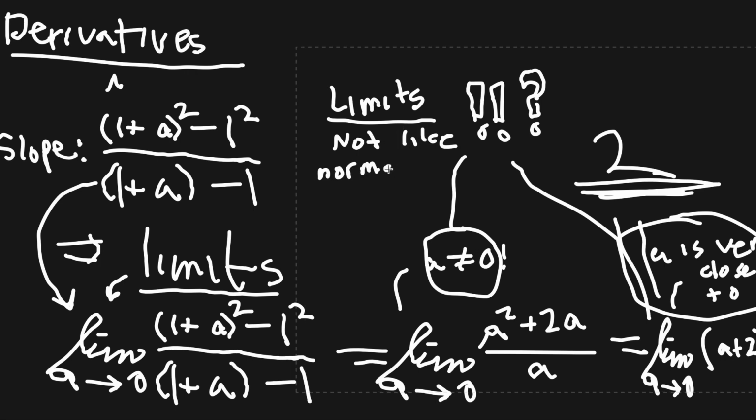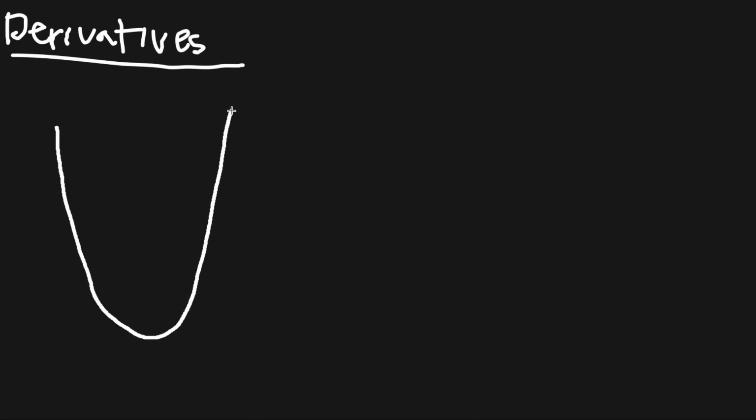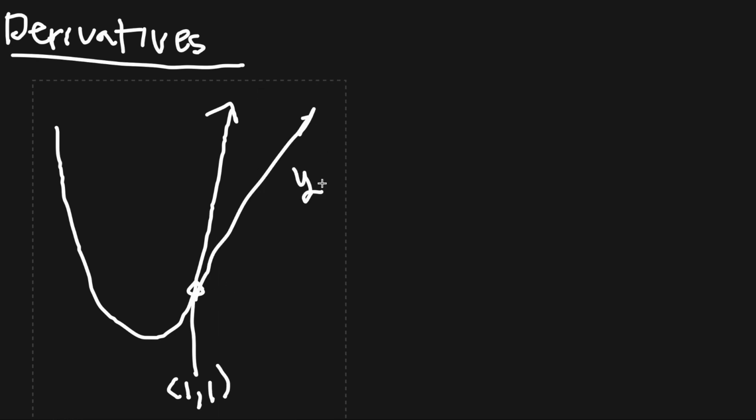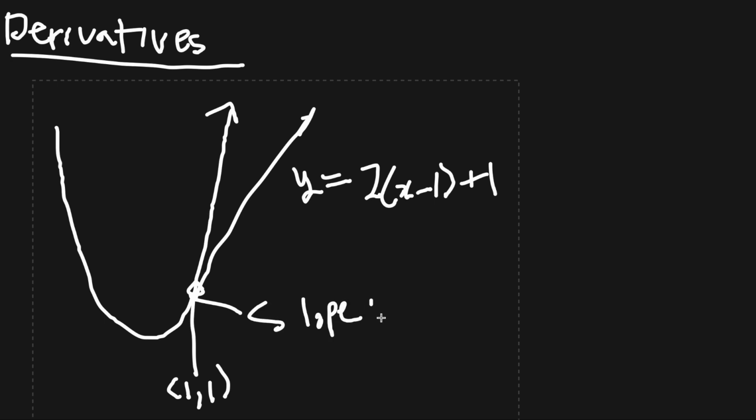Since the limit goes to 2, we can safely say that the slope at 1, 1 is actually equal to 2. In fact, we can graph this and confirm that the tangent line to the parabola at 1, 1 is y equals 2x minus 1, which obviously has a slope of 2.